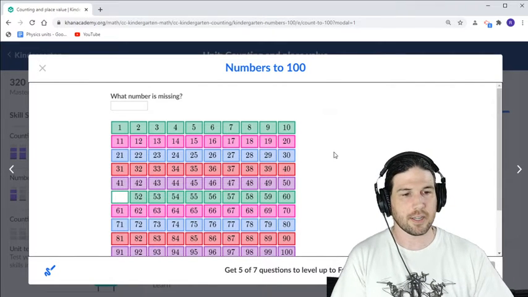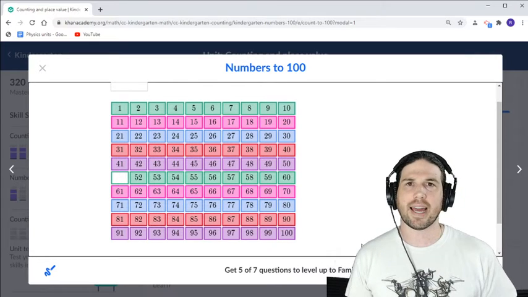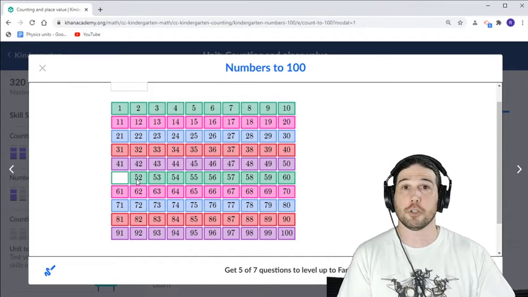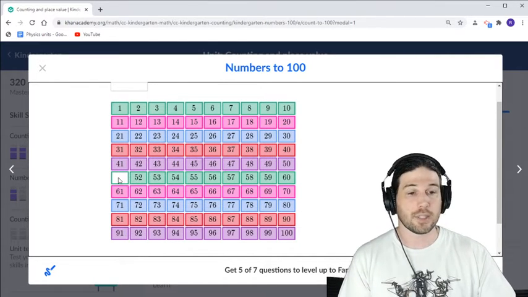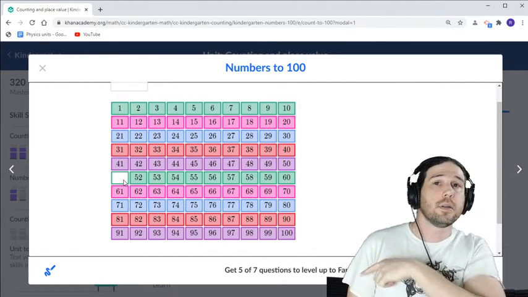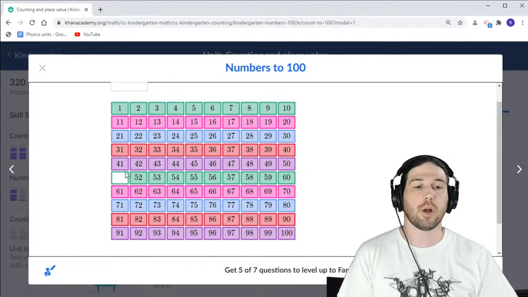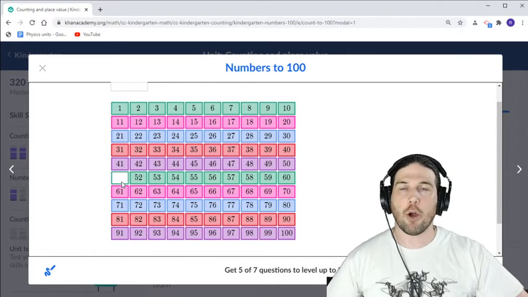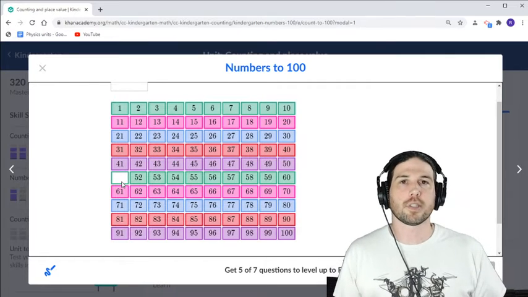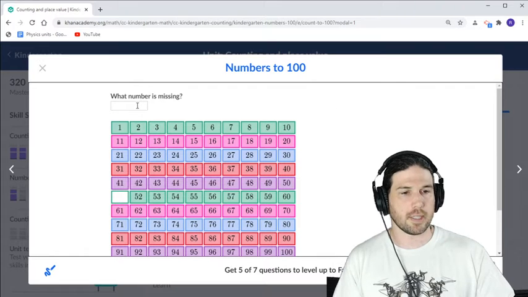Let's see, what's missing here? So there are 2 ways that we can look at what's missing here. And I really like that. We can either look at it as this green row here. It's the number before 52 and 53 and 54, so it's 51. But you can also look at it as the up and down column from 1 to 91, 11, 21, 31, 41, 51. And learning to count by tens is the first sort of move towards learning how to scale and how to multiply. So it looks to me like the missing number is 51.